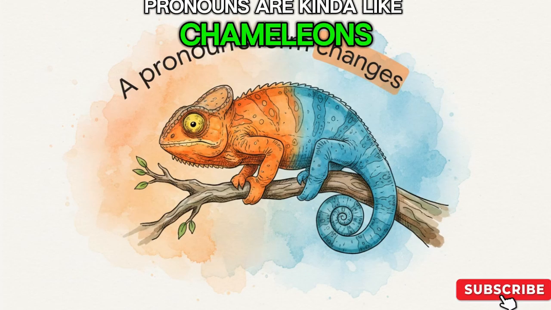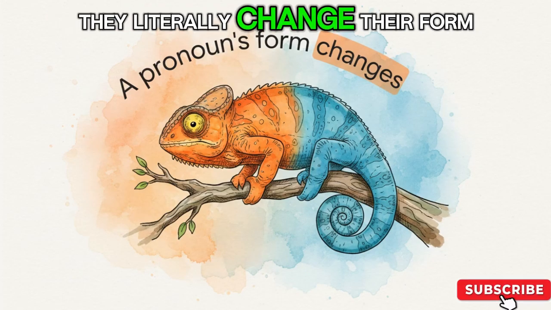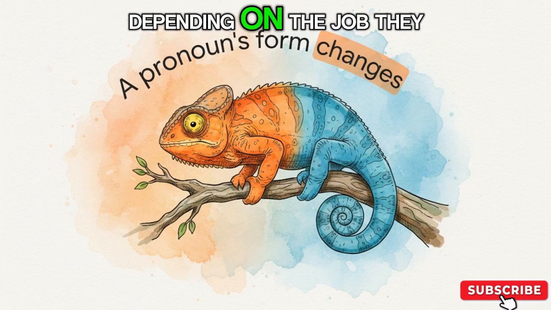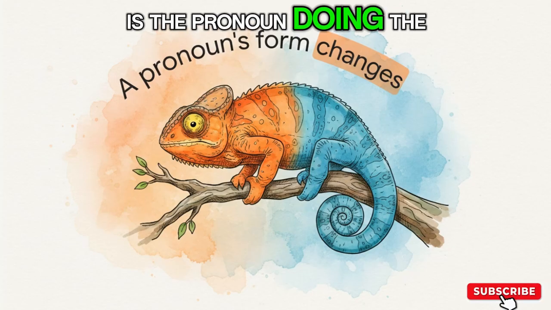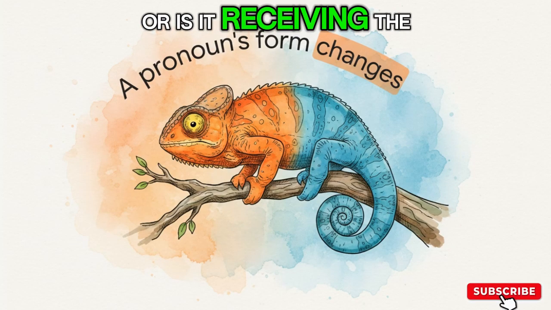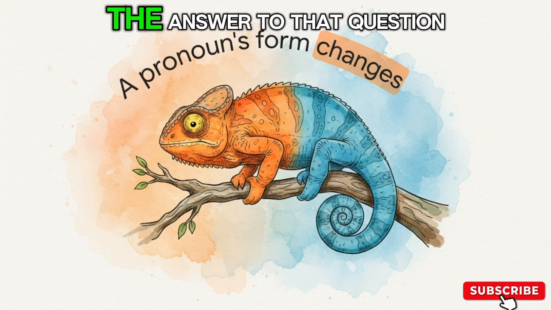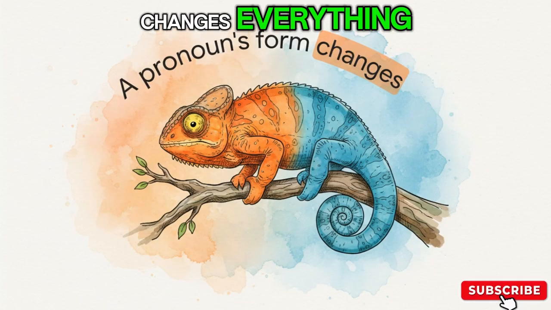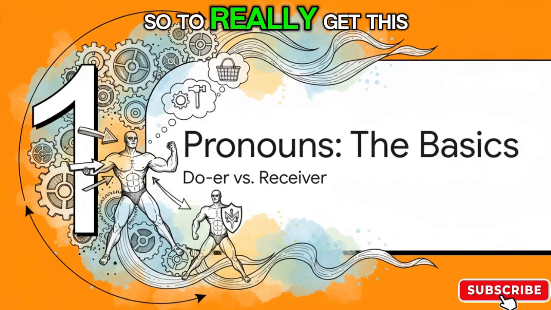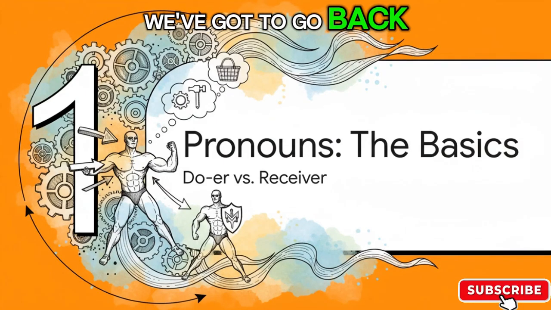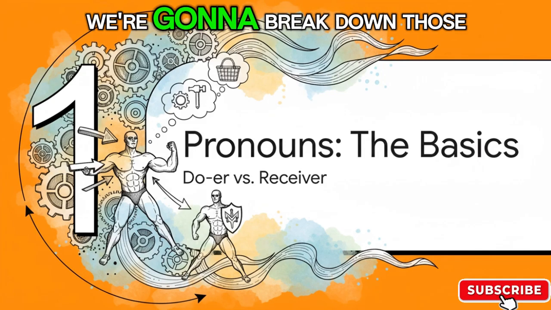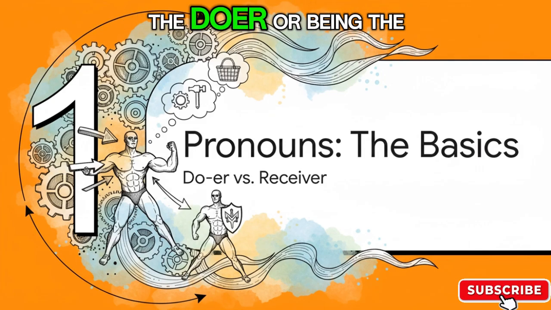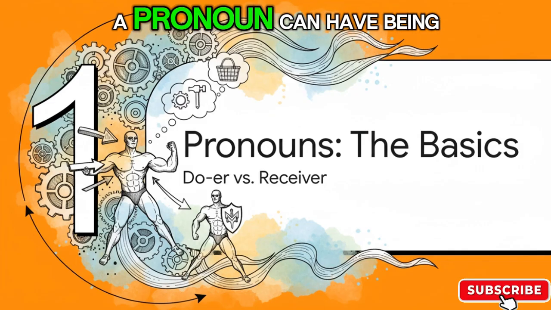Now here's the crucial part. Pronouns are kind of like chameleons. They literally change their form depending on the job they have in a sentence. And the most important question you have to ask yourself is this: is the pronoun doing the action or is it receiving the action? The answer to that question changes everything. So to really get this right, we've got to go back to basics. We're going to break down those two fundamental jobs a pronoun can have, being the doer or being the receiver.